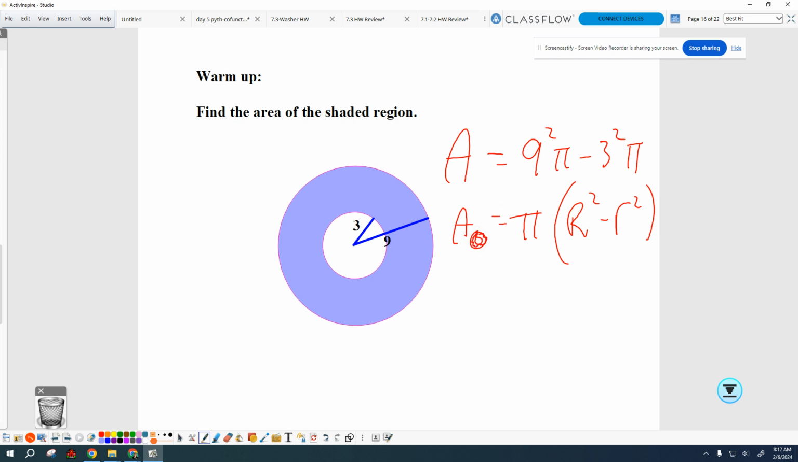So the area of the face of the donut is the big radius squared minus the little radius squared. If you just subtract the radiuses and then square it, it's super duper not correct. Because 9 minus 3 is 6, and 36 pi would be the area of a circle with radius 6. But this is 81 pi minus 9 pi. You're off by a lot.